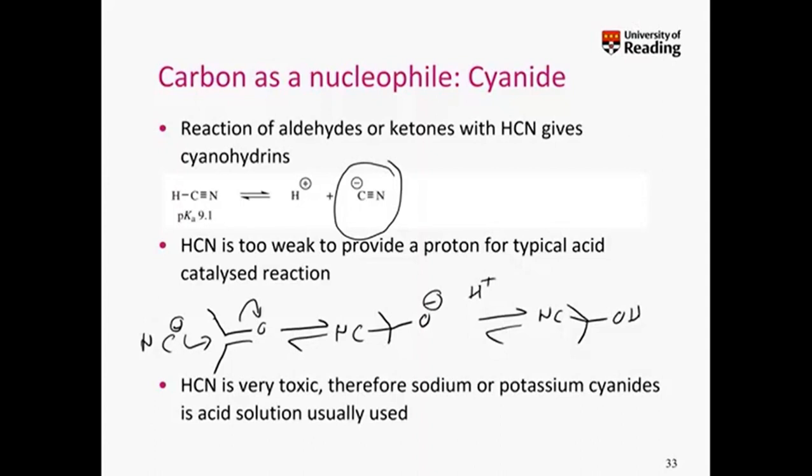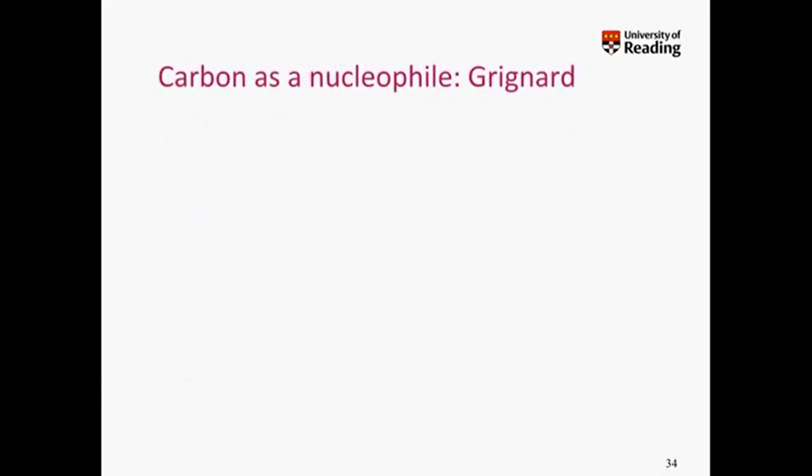But we want to sometimes make more than just adding a cyano group. If we want to form a proper carbon-carbon bond, we want to add an extra alkyl chain, for example. How do we do that? Well, we can use something that's called a Grignard reagent. So the Grignard reagent gives us a source of carbanions, so C minus.